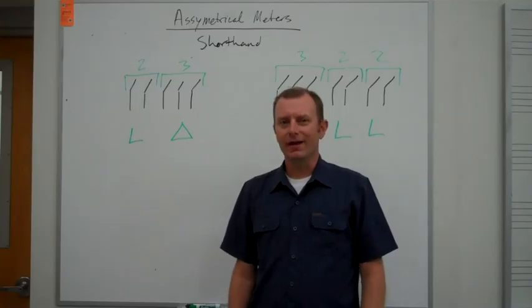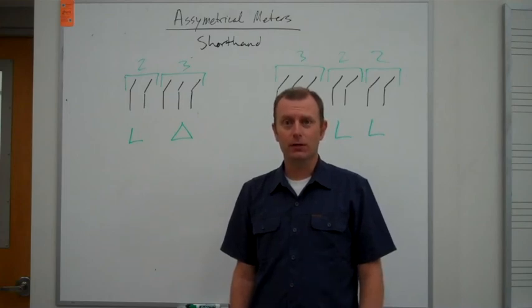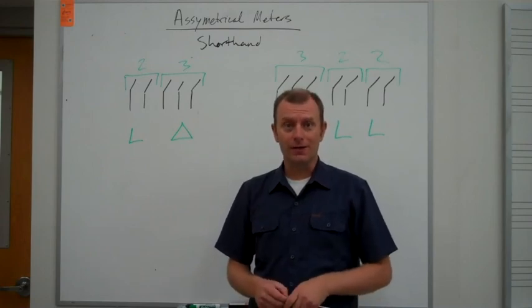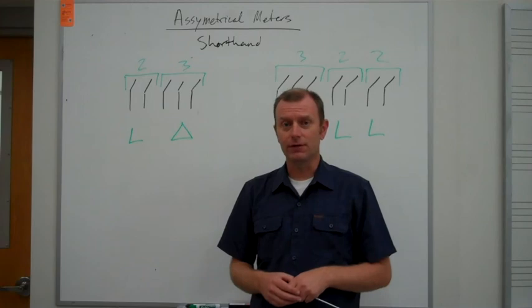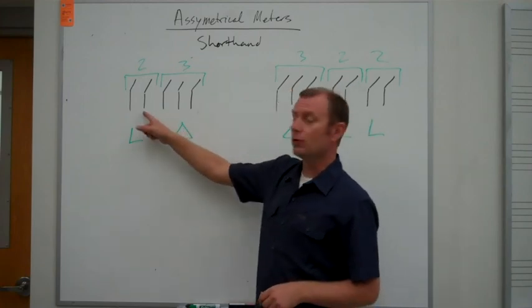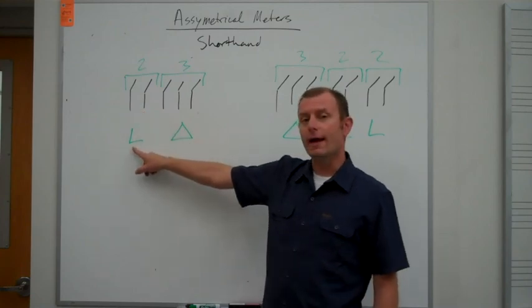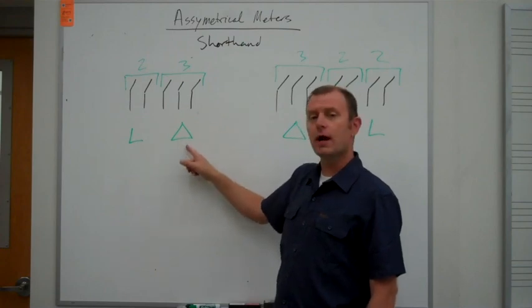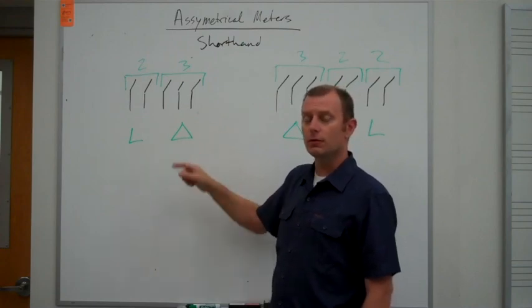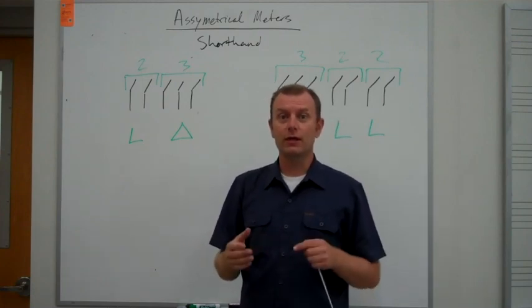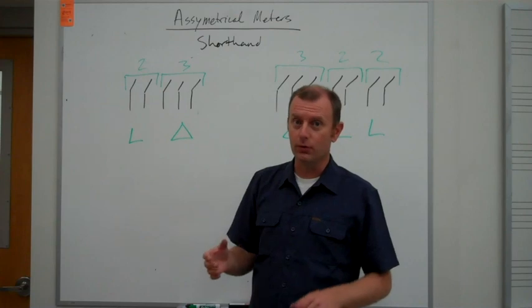Here's a handy little shorthand that you can use as you're doing your score study, and it will help you in your rehearsal as well. As you're doing score study, look for groupings of 2 and 3 anytime you have 5 or 7 meters. Anytime you have a grouping of 2, use a little right angle sign. And anytime you have a grouping of 3, use a triangle. If you write these at the top of your score, you will be able to much faster read what it is rather than trying to figure out where all the groupings are.